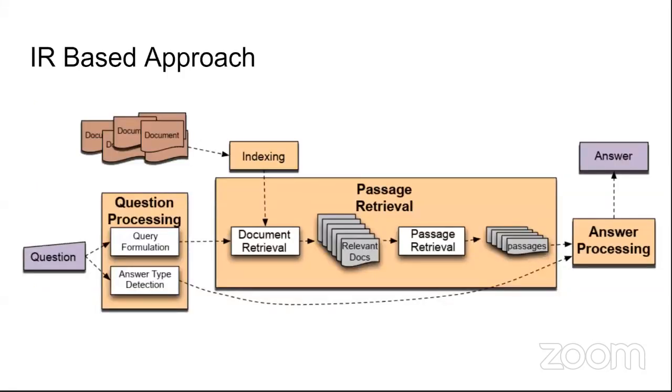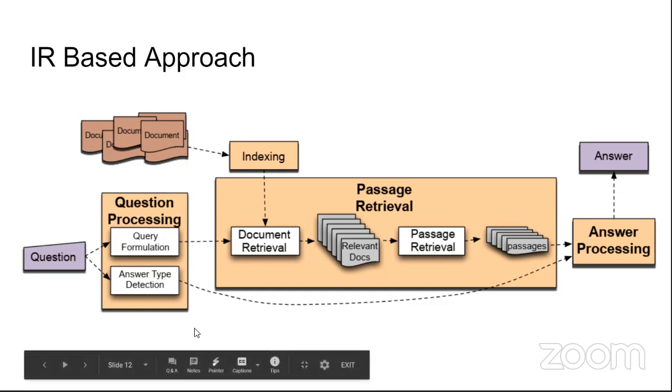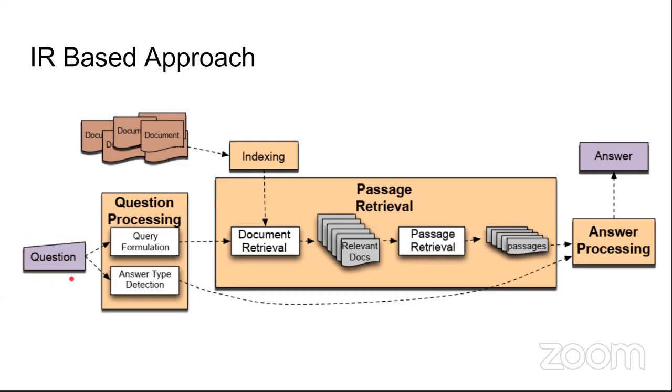Okay. The IR-based approach, the paradigm that I talked about, this figure might look a little confusing, but let's look at it part by part and try to understand how question answering is done. So once you have posed your question, I hope you can see my pointer, your question is processed to detect two things. One, the query that you actually want, by removing the stop words and processing the remaining words for named entities and parts of speech.